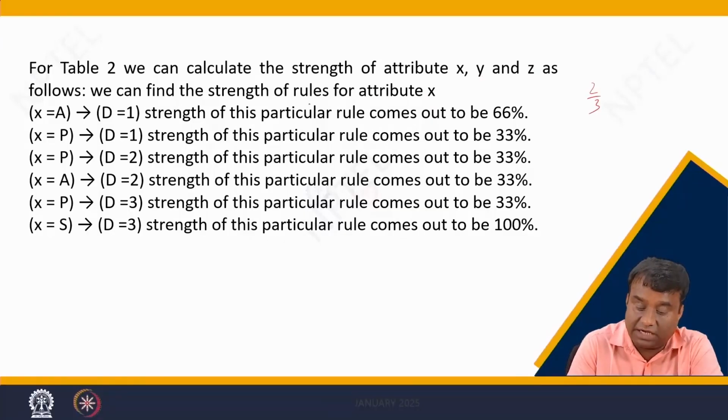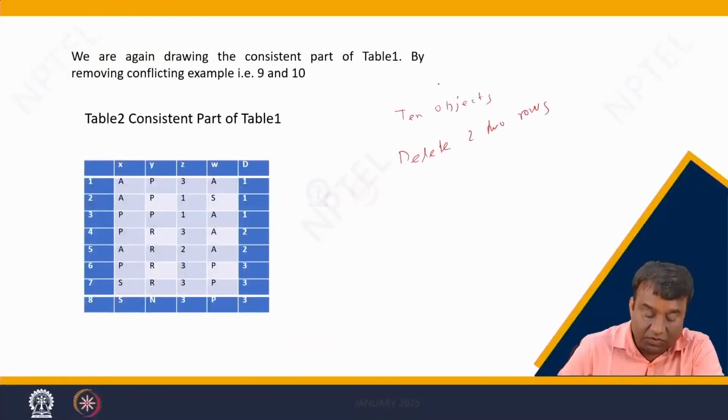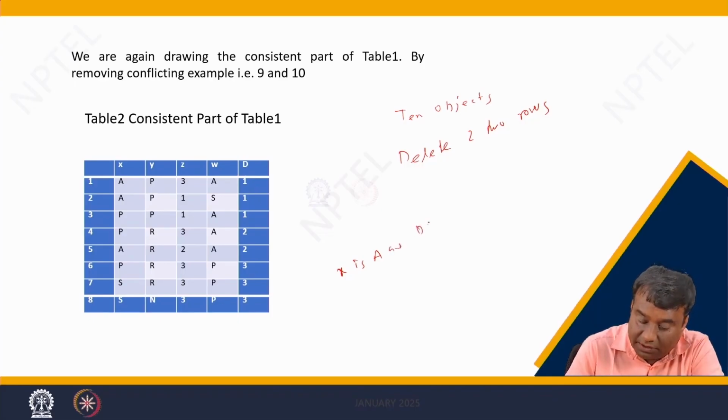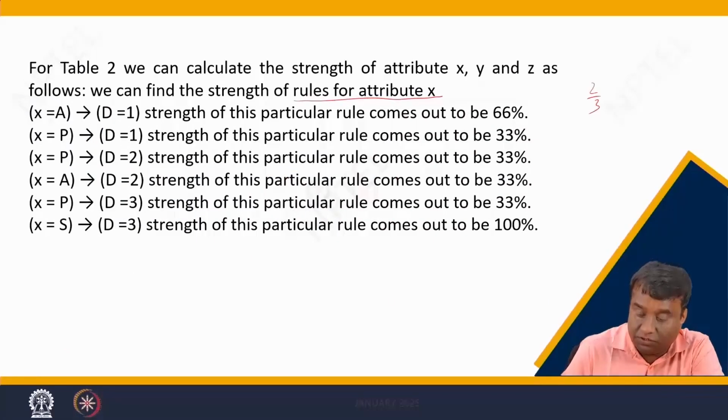Now these are the rules for attribute X. Check the attribute X here. X equal to A occurs 3 times, and D equal to 1. So X is A and D is 1: out of the 3, D equal to 1 is 2, so it is 2 by 3. So the strength of the rule is 2 by 3.